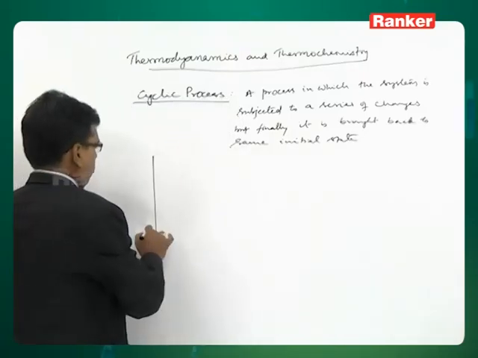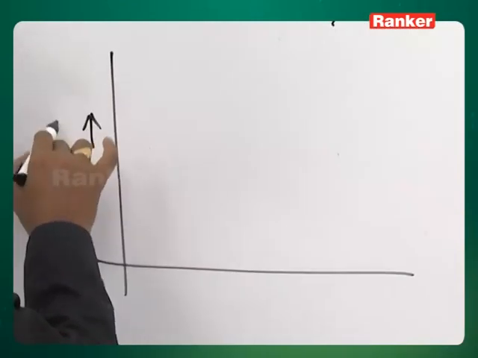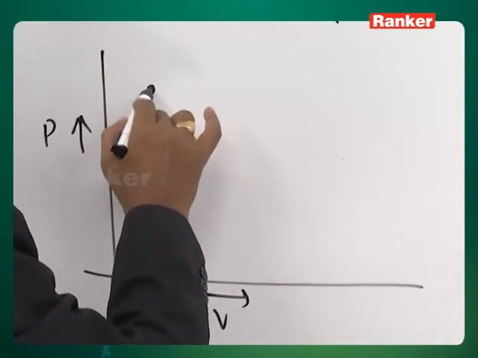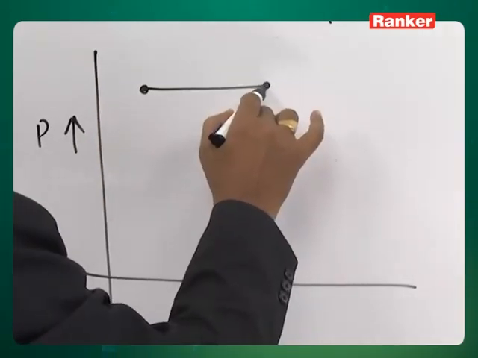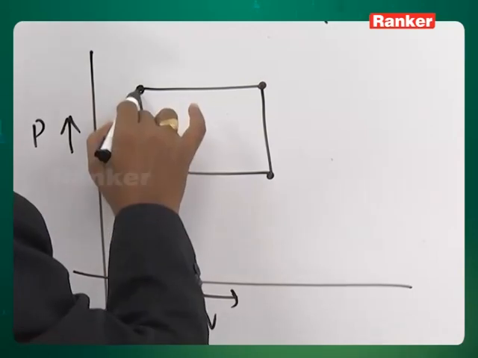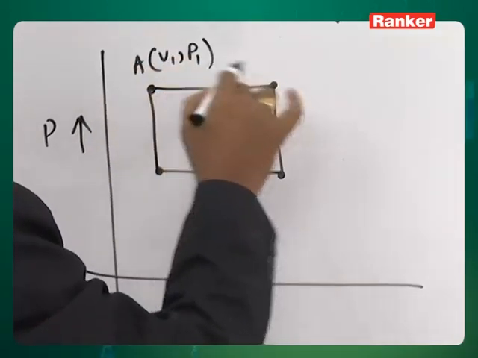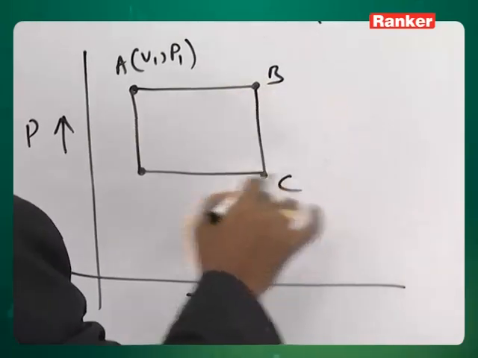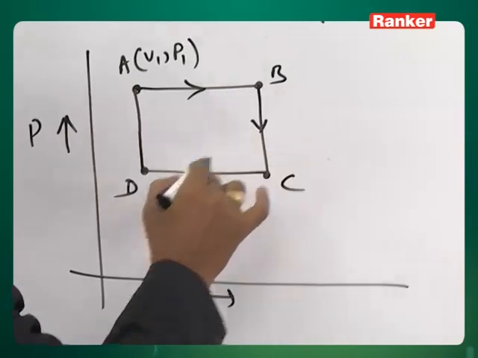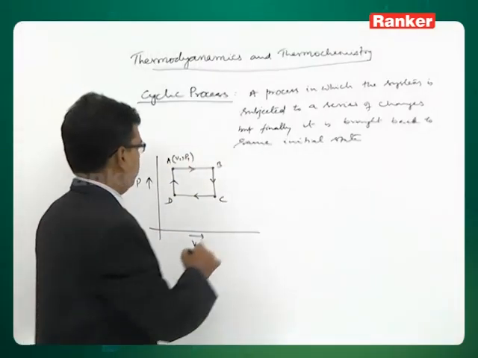A gas is allowed to expand by different process, pressure, volume. Suppose it starts over here, changes to B, B is changed to C, C changes to D, then A. Initially it started with V1 P1, then B, then C, then D. This is the cyclic process, A to B, B to C, C to D, D to A. This is a cyclic process.